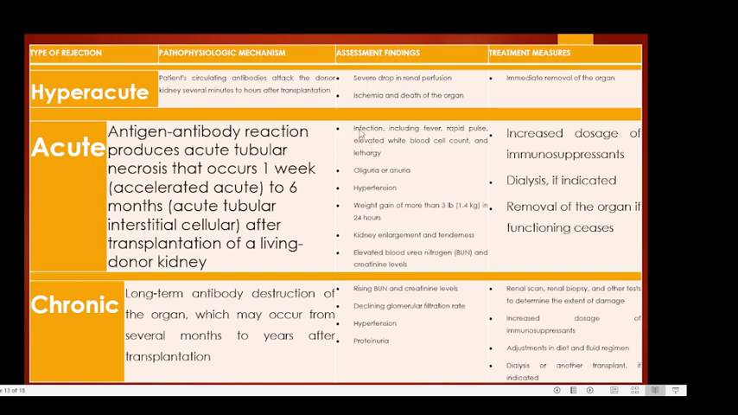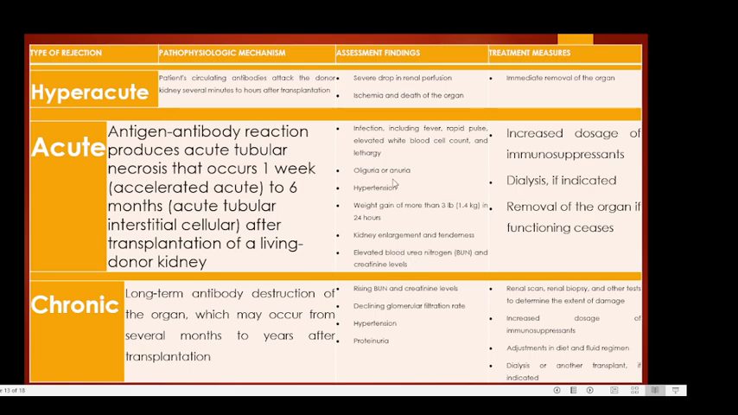We're going to find symptoms or signs of infection, including fever. We could have rapid pulse, elevated leukocytes, and lethargy. We could have little or no urine. Okay? The patient could have hypertension. There is normally a weight gain of more than 1.4 kgs in 24 hours. There is kidney enlargement and tenderness, and we have elevated BUN levels and creatinine levels, okay? So the blood urea nitrogen and creatinine levels are going to be elevated.